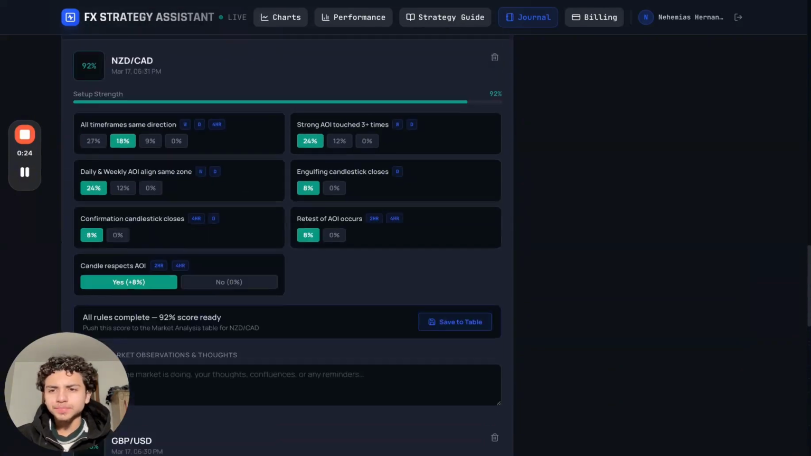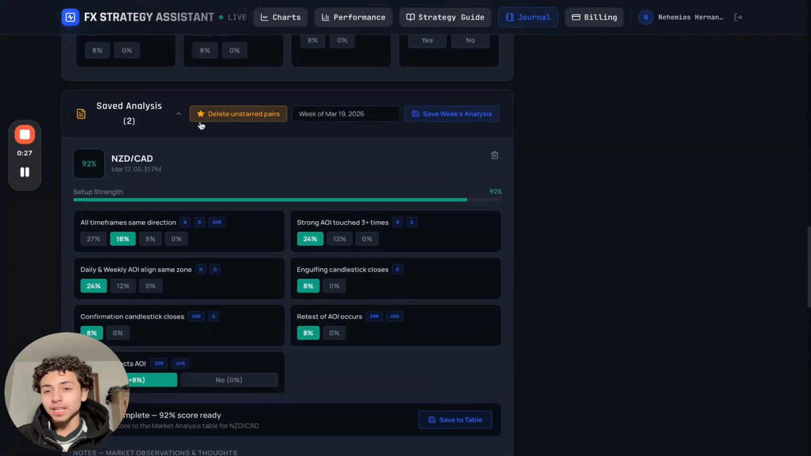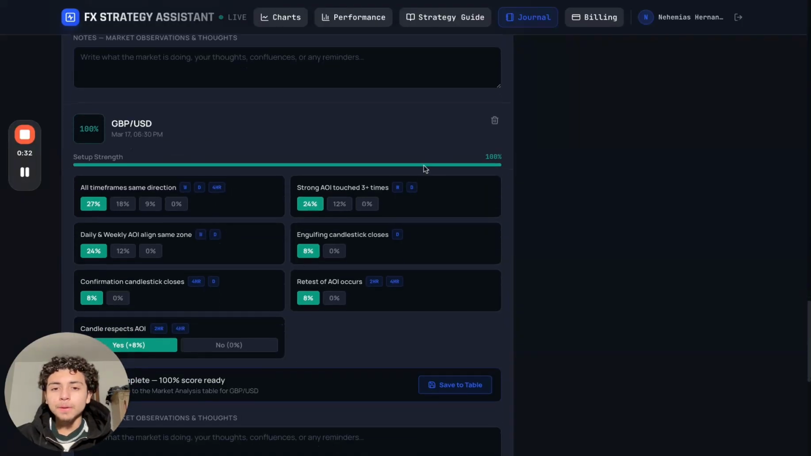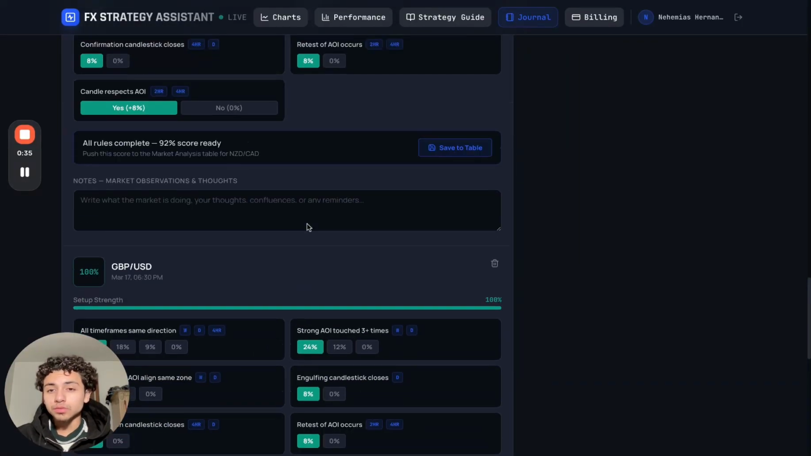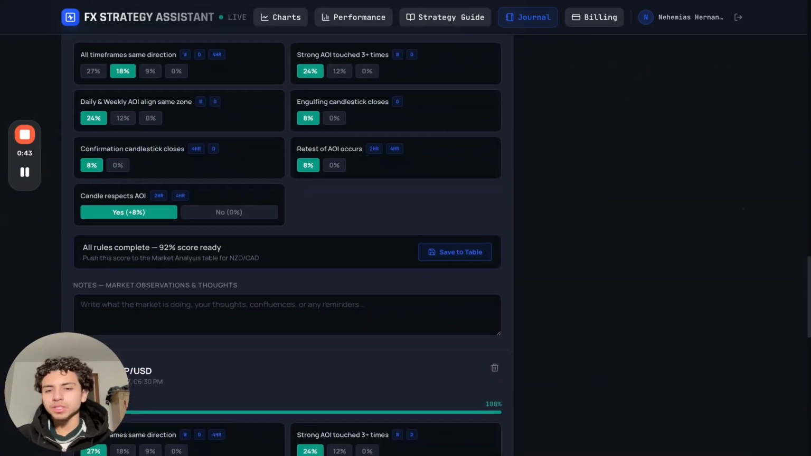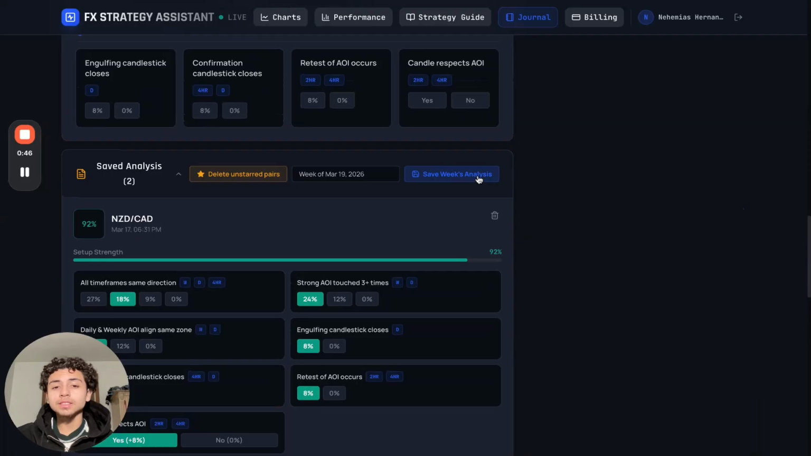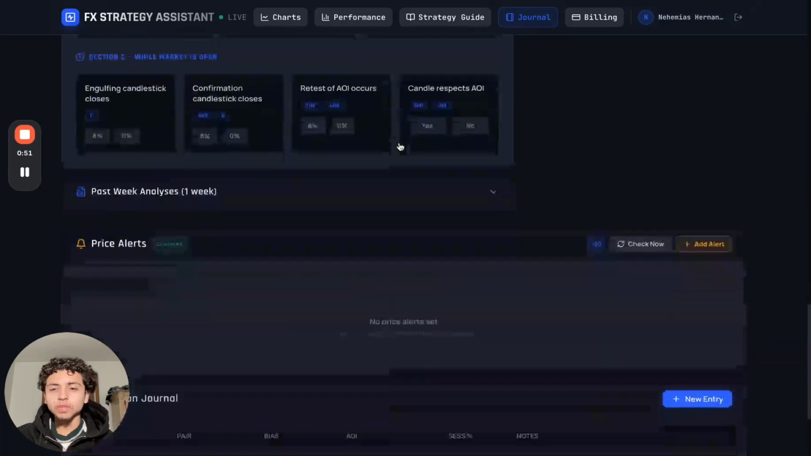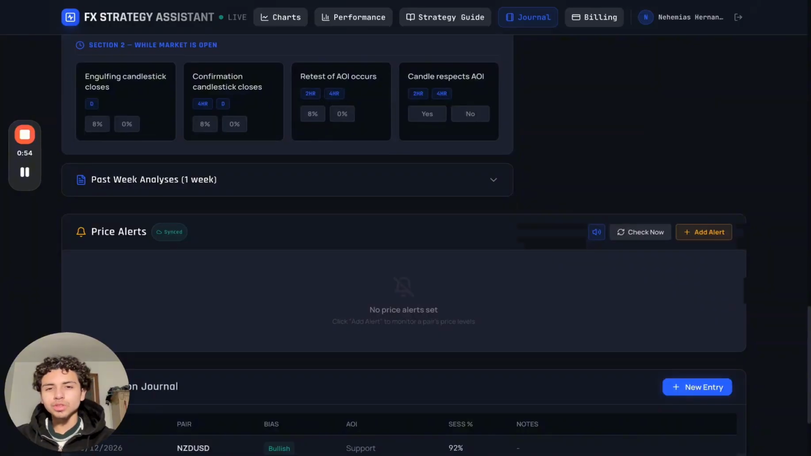So in this case, we were looking at the saved analysis. We were looking at NZD CAD, and we were looking at GBP USD. GBP USD was a good pair, but we didn't really get into it, and we got into NZD CAD. We lost it. That is fine. So now we will be saving this week's analysis, and that's it. Now we don't have any more saved analysis because we're done with the week.